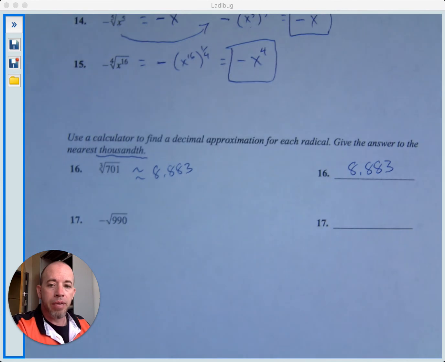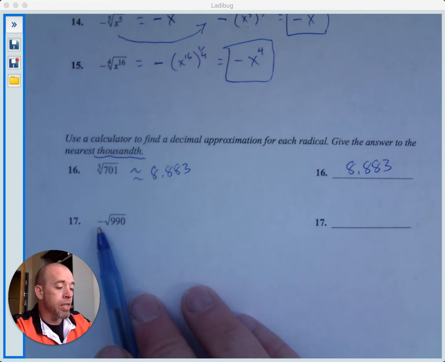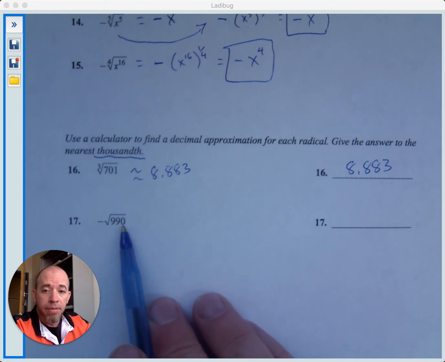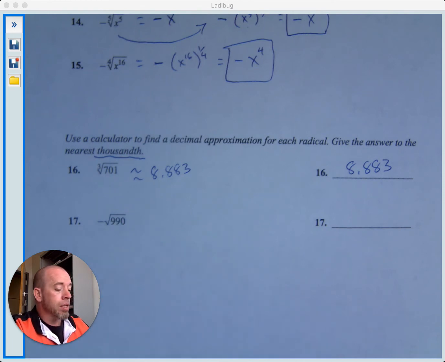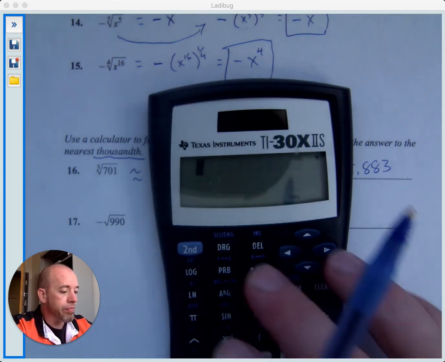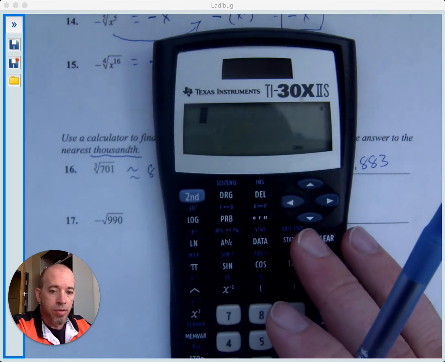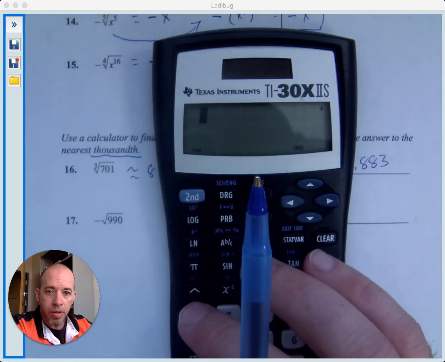The next one, we have negative square root of 990. Now the negative's on the outside, so it's okay. We're not taking the square root of a negative. We're taking the square root of a positive and then applying the negative, right? So let's see what the square root of 990 is first. This time we just have to do the square root, so I'm going to do second and the x squared button.